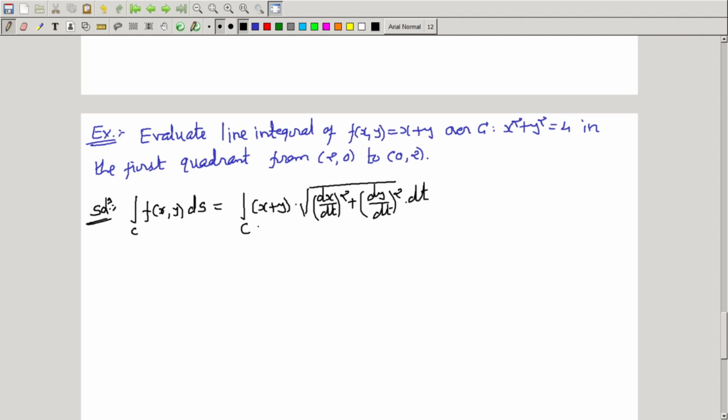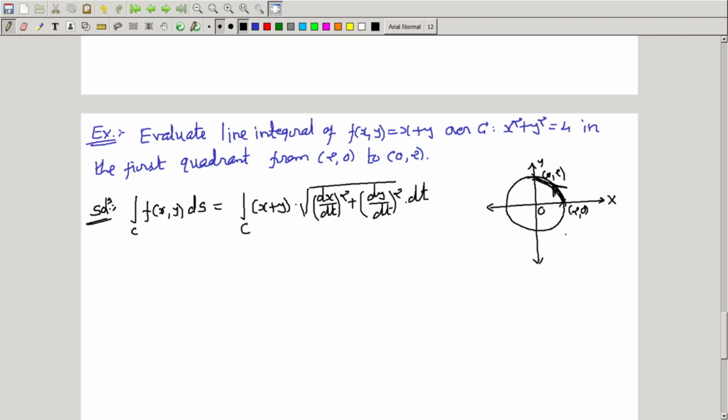Now the question is, what is x and y in terms of parameter t? Which are the parametric equations of x and y? Can anyone tell? We have given this. X square plus y square equal to 4. So this is 2, 0, 0, 2, right? In the first quadrant. So this is our curve from (2,0) to (0,2), right?